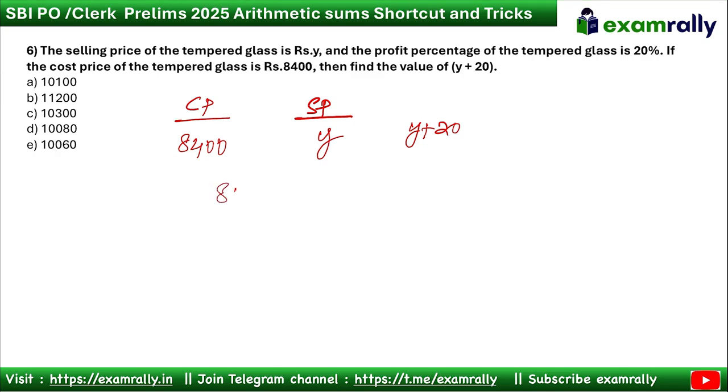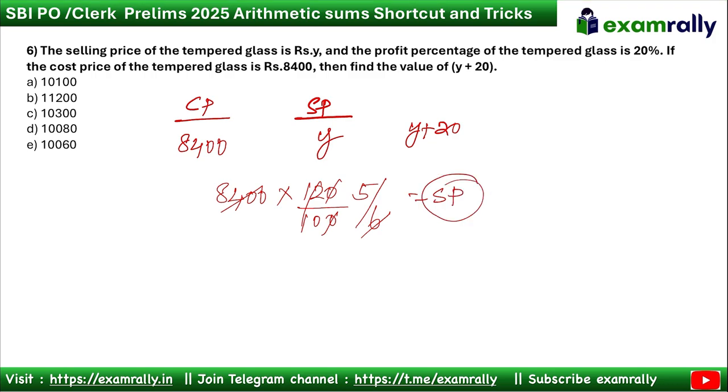You can directly see 8400 is the cost price, into 120%, which means 6 by 5, that will be equal to your selling price. Like this you can directly find it out, because the profit percentage is given as 20%. So it will be your SP, and from that SP, y plus 20 will be your answer. Instead of going like this, 20% means it is equal to 1 by 5.